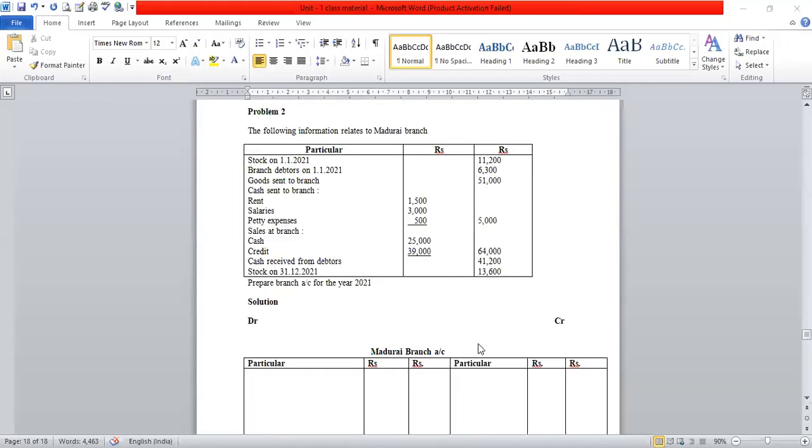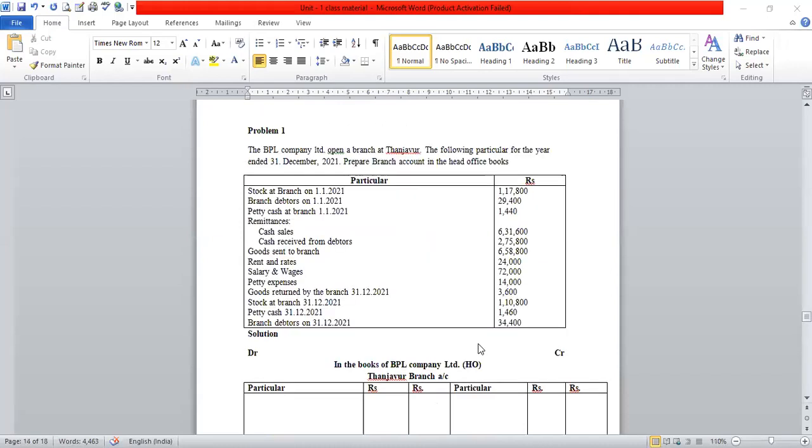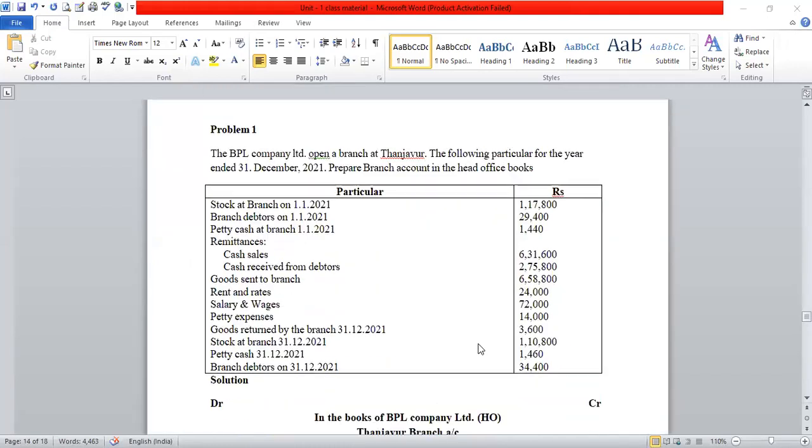Today we discussed branch accounting, independent branch accounting, dependent branch accounting, and wholesale retailers. Now we are going to discuss the problems and how to solve them. I'll share my slide. I think my slide is visible to you. Did you see this?